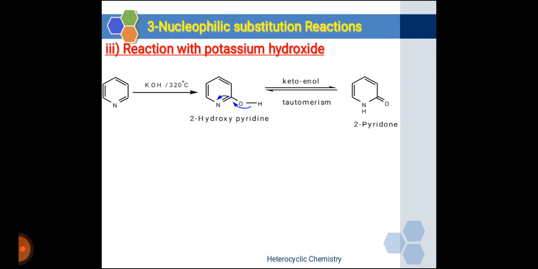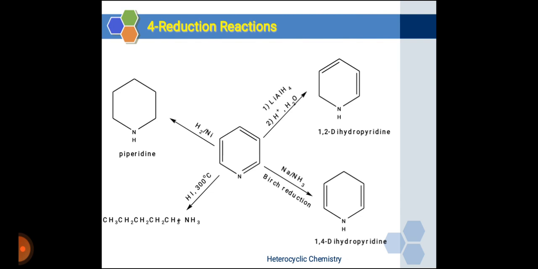Then the reduction reactions of pyridine. The pyridine reacts with H plus and LiAlH4, lithium aluminum hydride, which is a very good reducing agent, in the presence of water to form 1,2-dihydropyridine. Again, in the Birch reduction, the pyridine reacts with sodium and ammonia to form 1,4-dihydropyridine.